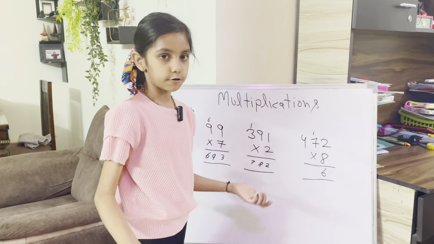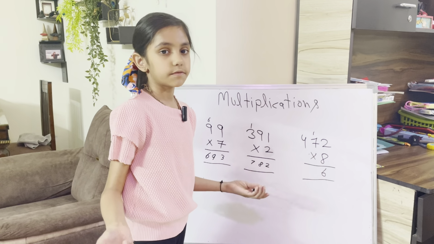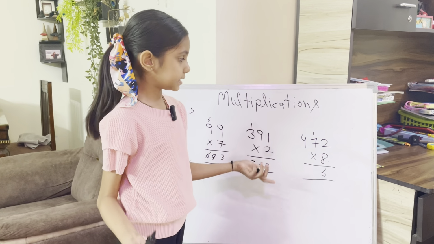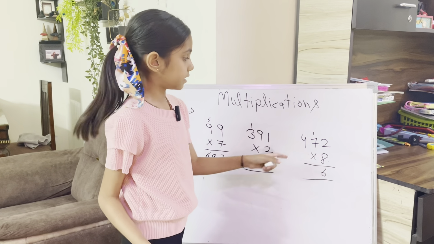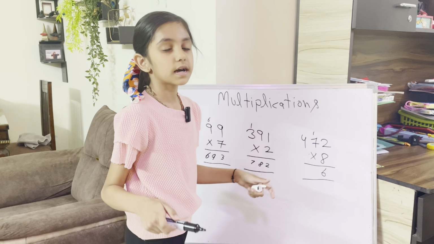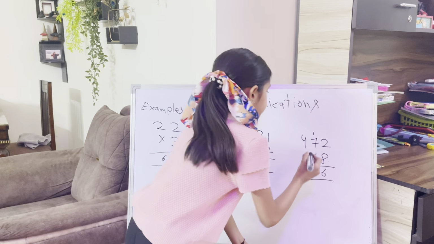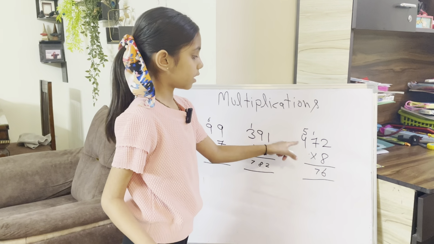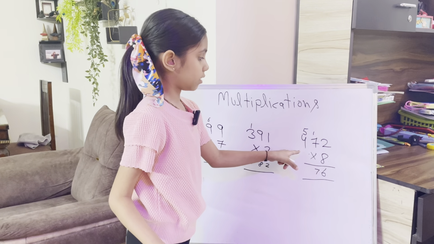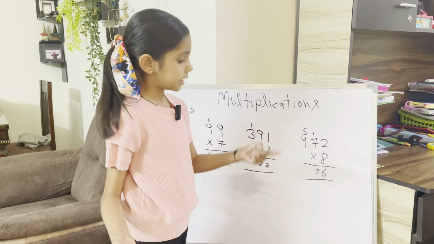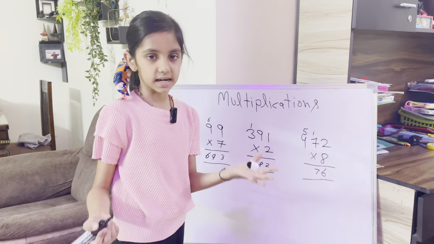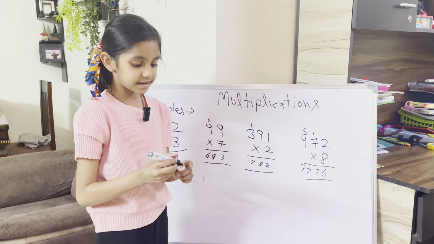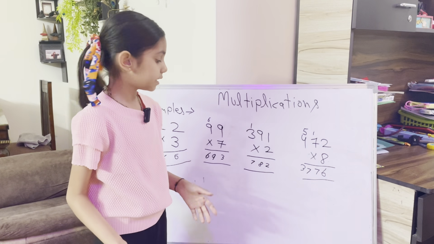7 1s are 7, 7 2s are 14, 7 3s are 21, 7 4s are 28, 7 5s are 35, 7 6s are 42, 7 7s are 49, 7 8s are 56. 56 is the answer. We will take the carry over. The answer would be 57. I have written 5 up and 7 down. Now 8 4s. 8 4s is 32. 33, 34, 35, 36, 37. 37. Done. See, it is too easy to do.